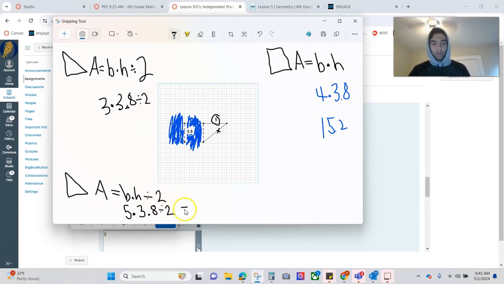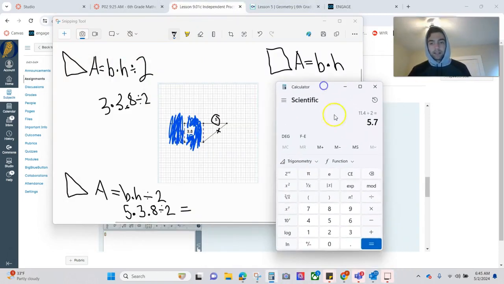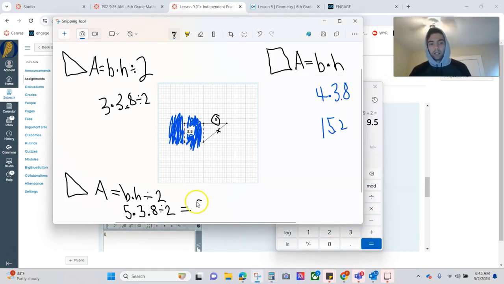Okay, let's use Monsieur Calculator to find the answer to this problem. 5 times 3.8 divided by 2 is 9.5.